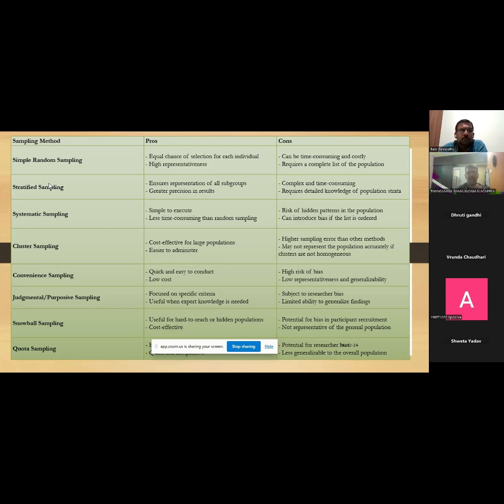But it is very difficult, complex, and time consuming, because you have to wait for the population. Then only it is possible. Otherwise, the representatives may not be directly proportional to the population. That is the problem. Next one, systematic sampling.